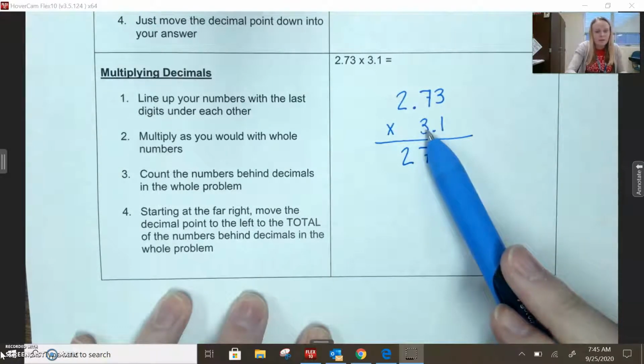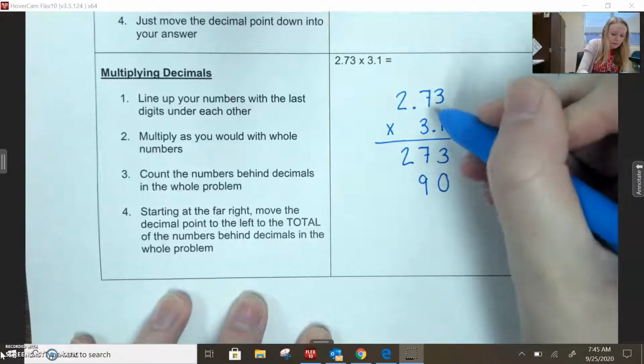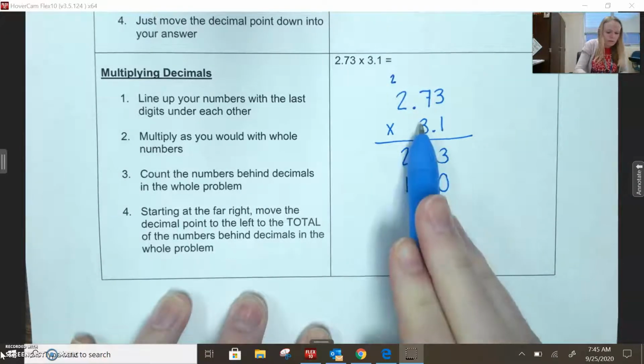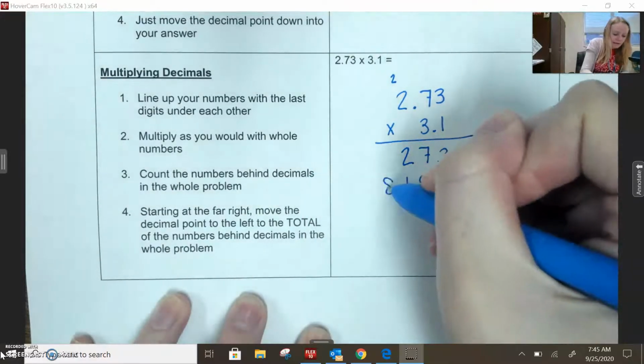So now we're going to multiply this 3 out. So 3 times 3 is 9. 3 times 7 is 21. So we're going to have to carry that 2. And then 3 times 2 is 6, plus 2 is 8.